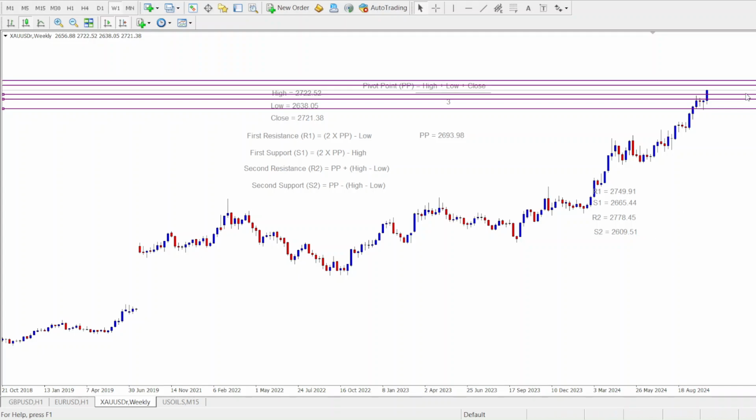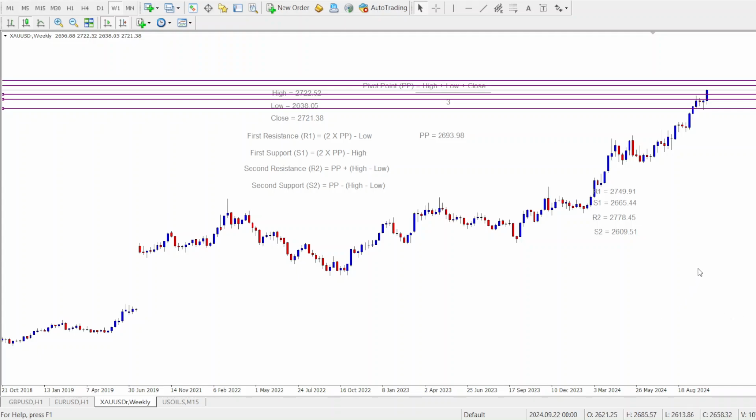Now, when you have a breakout from any of these levels, if the price breaks above R1 or below S1, for example, it may indicate a strong trend in that direction. Then as for reversal, if the price approaches R1 or S1, for example, and shows signs of rejection, maybe like candlestick patterns, then you might consider this as a potential reversal signal.